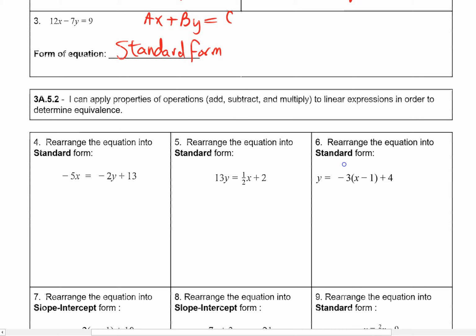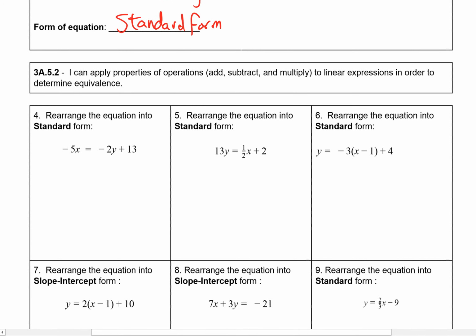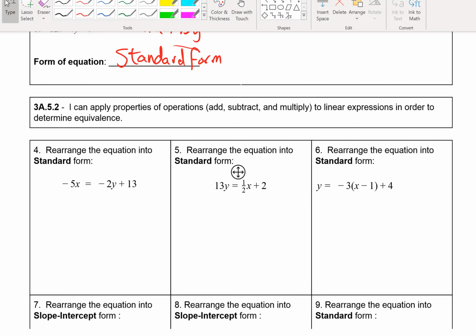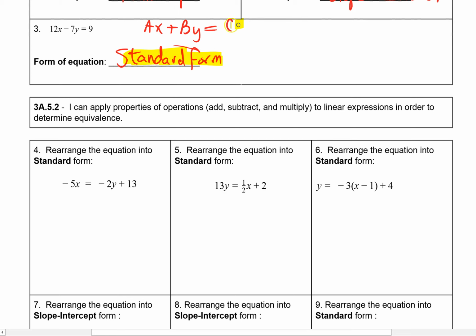It really doesn't matter. If x and y are together, no fractions, we have what we call standard form. Well, let's keep going here. We're asked for number 4 to get this equation into standard form. In other words, standard form is ax plus by equals c, no fractions.